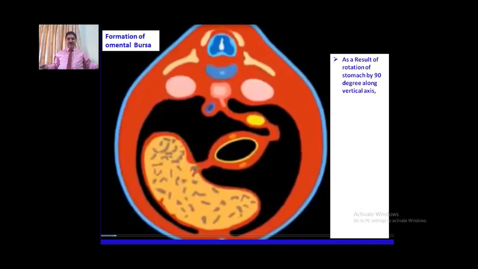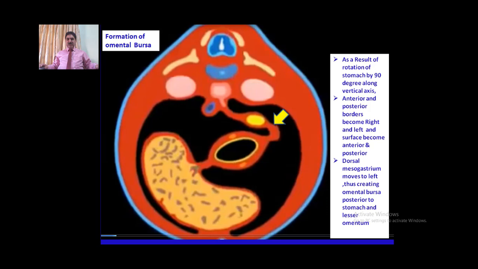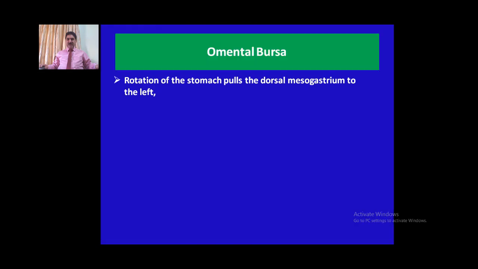Formation of omental bursa. As a result of rotation of the stomach by 90 degrees along vertical axis, anterior and the posterior borders become right and left borders, and its surfaces become anterior and posterior instead of right and left. Dorsal mesogastrium moves to the left, thus creating omental bursa posterior to the stomach and lesser omentum.